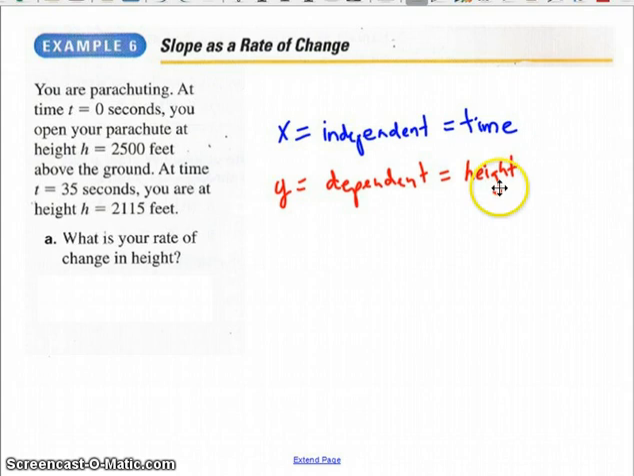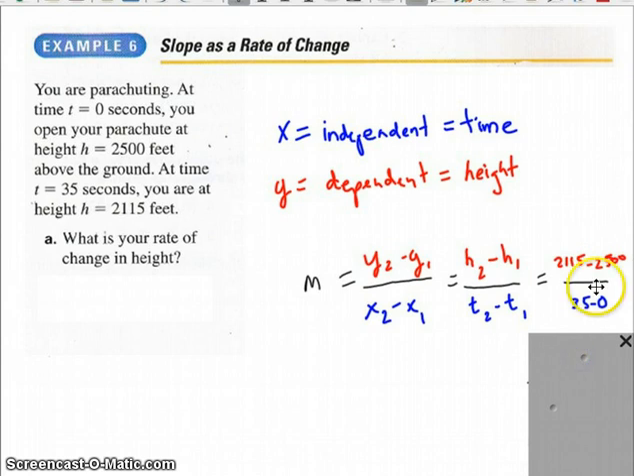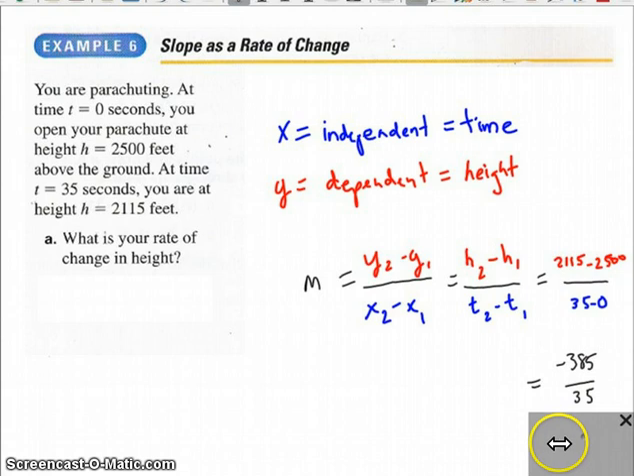Okay, so now let's see if I can plug time and height into my slope formula. Well, remember, here's my slope formula, so if y is the same thing in this story as height, then I'm looking for h2 minus h1, and if x is time, then I'm looking for t2 minus t1. Now I plug my numbers in place of those letters. There they are. And I do the arithmetic, and I find that 2115 minus 2500 is negative 385, and 35 minus 0, of course, is 35. Again, I do the arithmetic, and I find that what I have there is negative 11.